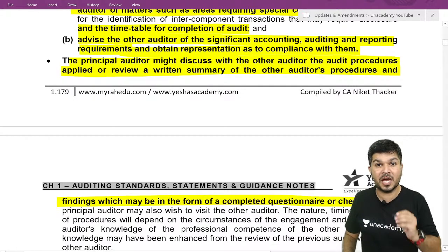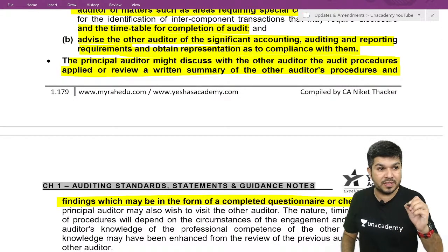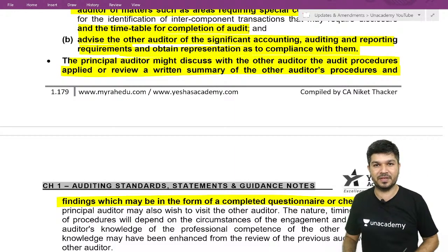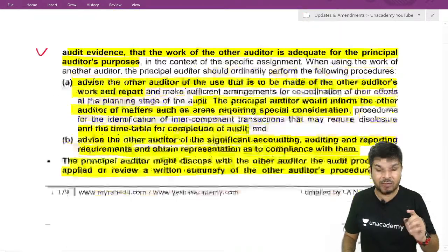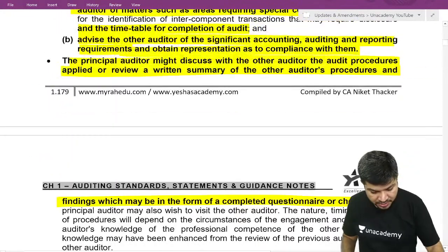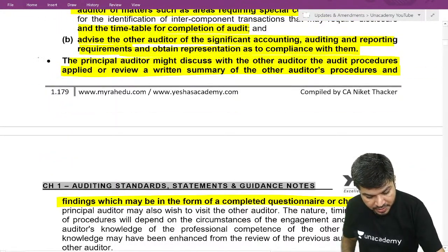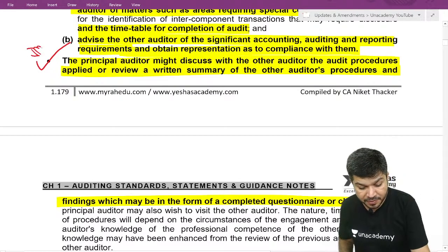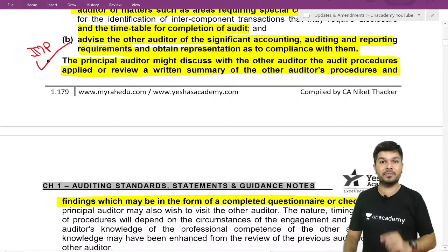If a question comes, how will you evaluate whether the work performed by the other auditor is adequate for your purpose? I need to answer with the point which I have ticked, this point and the next point. So these two points I need to answer if the question is how will you evaluate whether the work performed by the other auditor is adequate for your purpose.